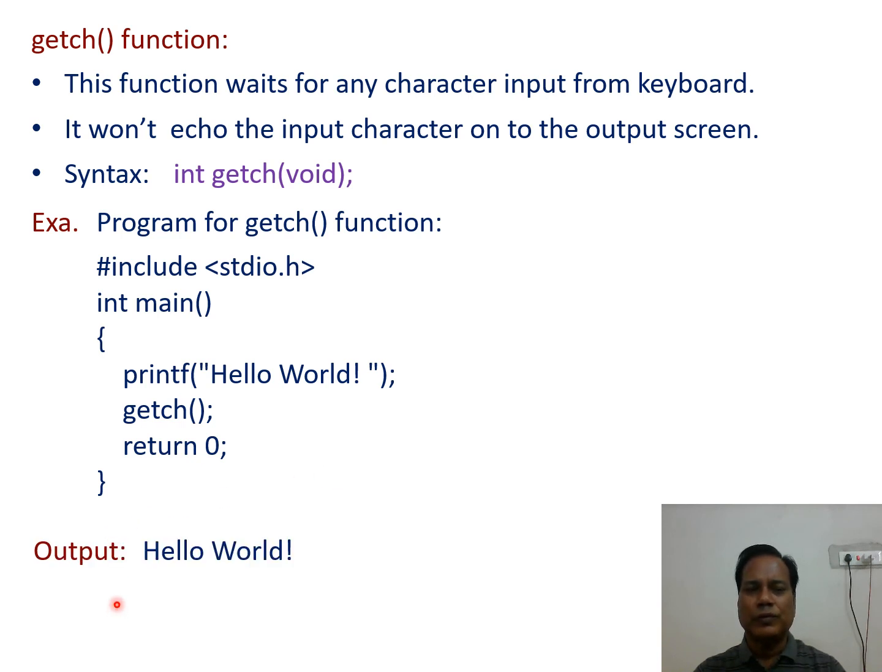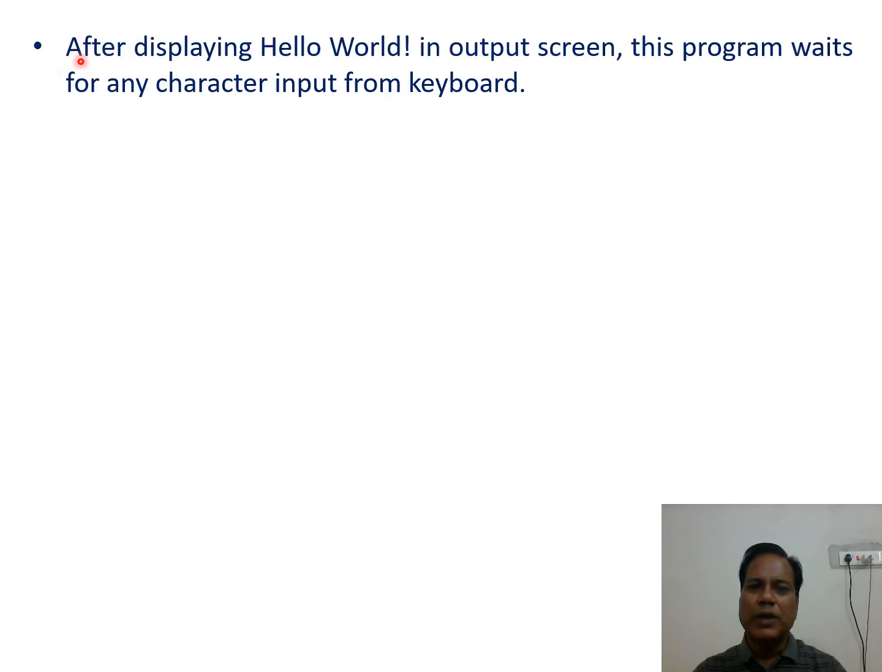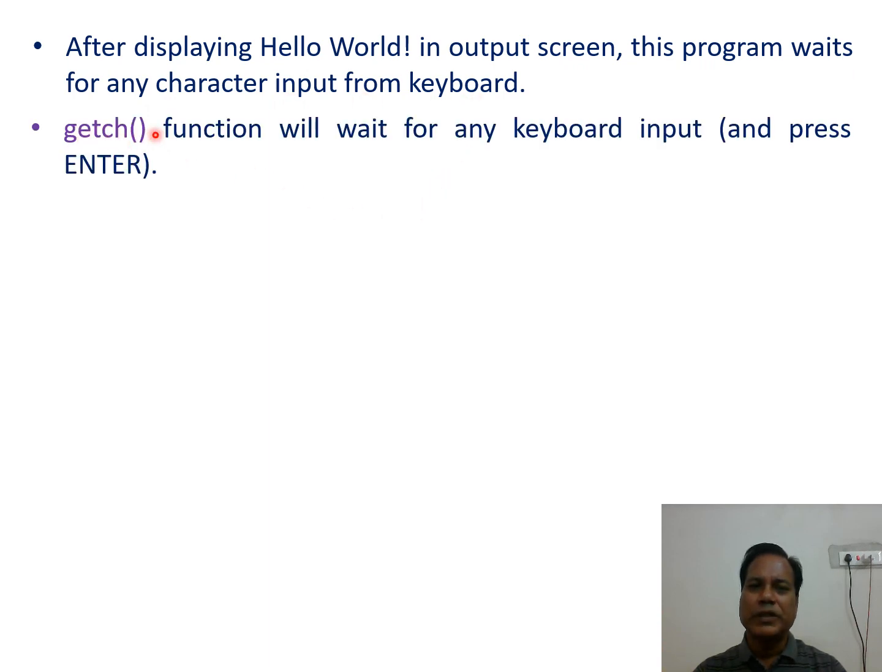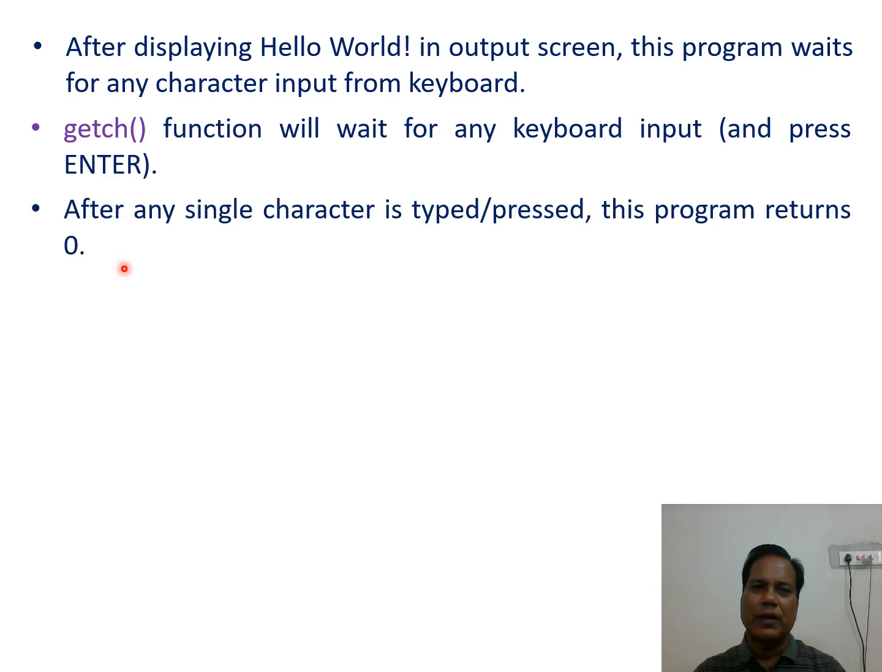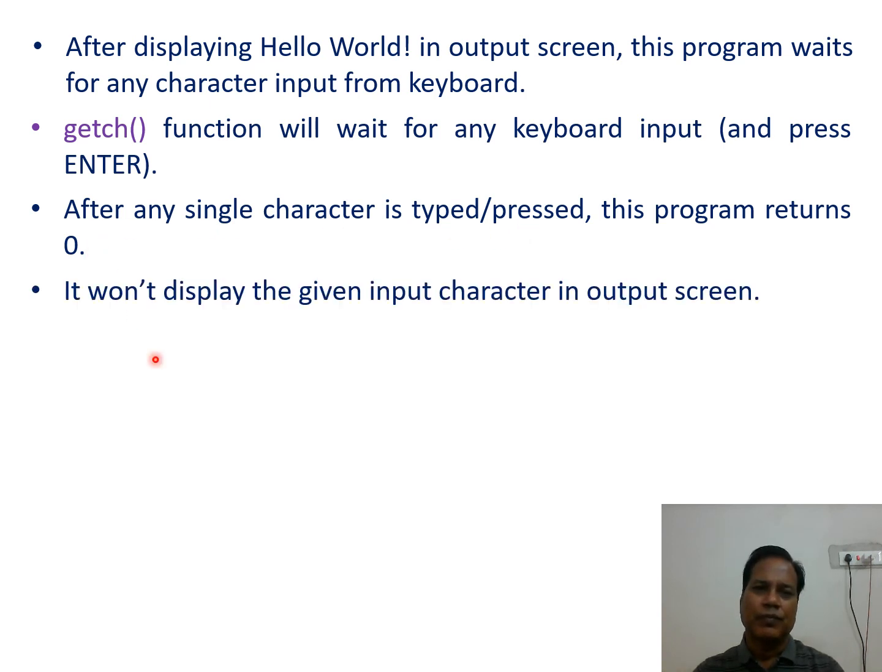So the output of this program is hello world. After displaying hello world on the output screen, this program waits for any character input from the keyboard. The getch function will wait for any keyboard input. After any single character is typed or pressed, this program returns 0. It won't display the given input character on the output screen.